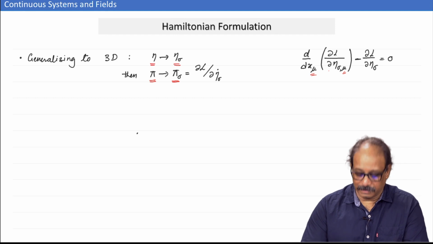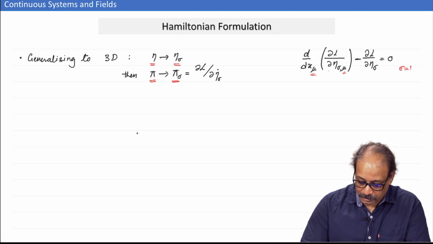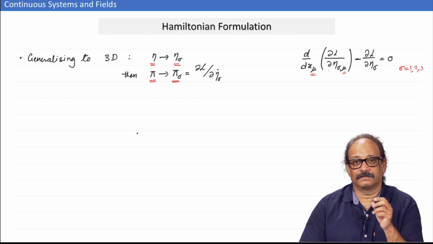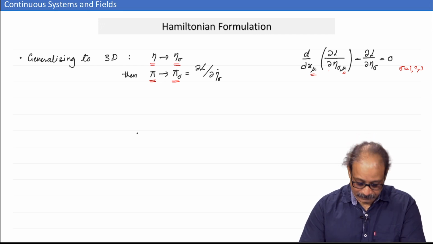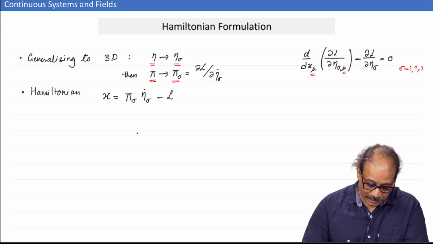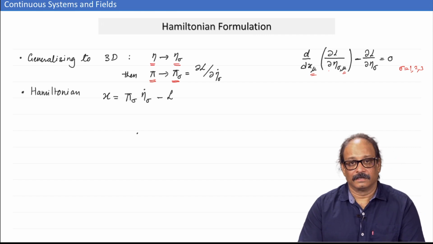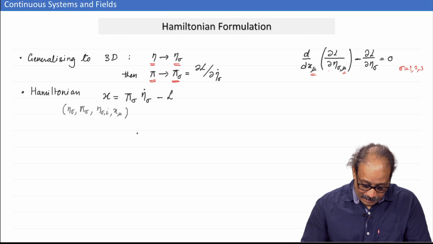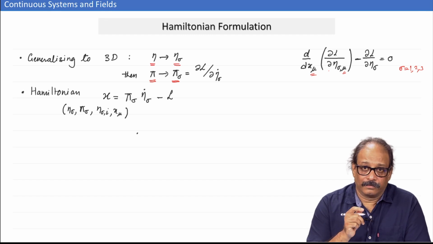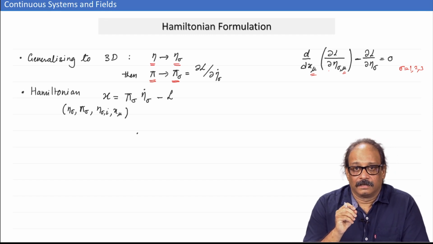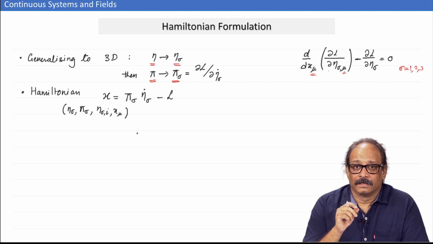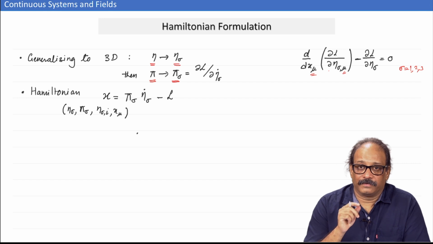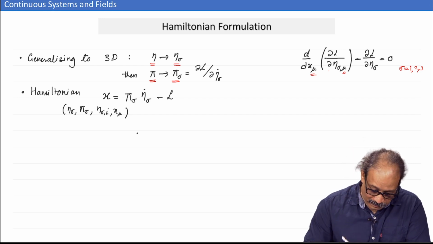And how many such equations? For each sigma, there is one equation. So, sigma can take values 1, 2 and 3. Fine. So, let us start by defining the Hamiltonian density, which we have already done. And now, see, it will be crucial to remember and always pay attention to the arguments of individual functions. So, what is this Hamiltonian?